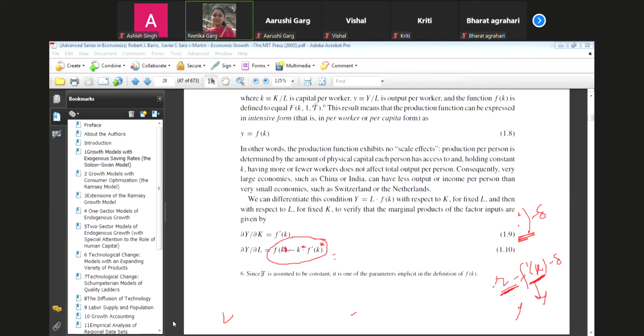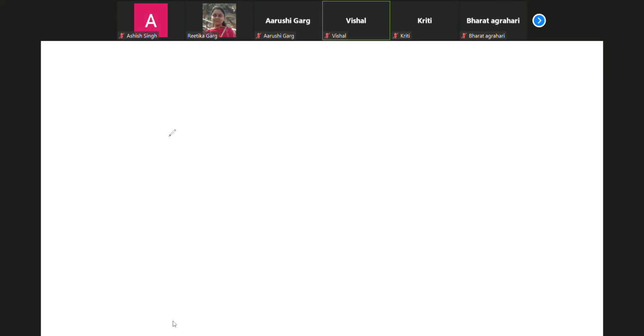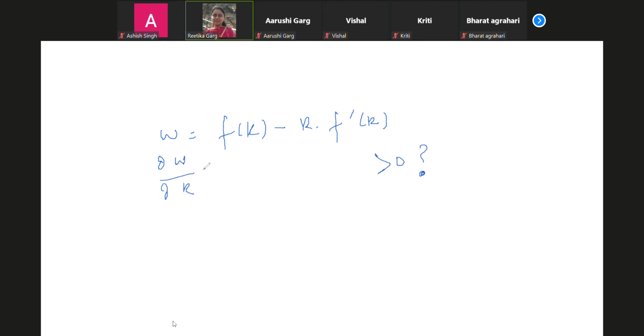Let me just write it on the whiteboard. So you have this W equation, which is F K minus K times F prime K. You can work this out as follows. You'll have del W by del K, and see what sign it has. You can just differentiate and see for yourself. Are you getting this to be positive? That's the question. Yes, ma'am, we are getting positive. Yes, you should get it as positive.